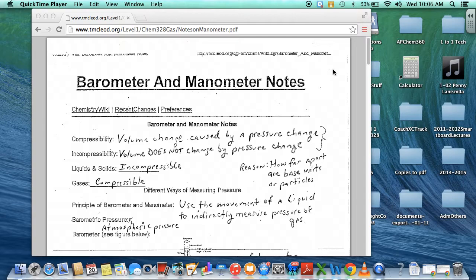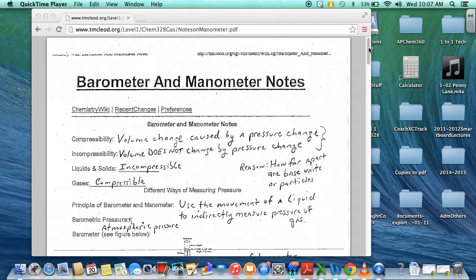In general, liquids and solids, the condensed phases, are incompressible, whereas gases are compressible. The reason this is the case is due to how far away the particles or the base units are from each other. As you know, in gases the base particles are very far away from each other. In liquids and solids, they're not. Pressure means getting them close together, increasing pressure.